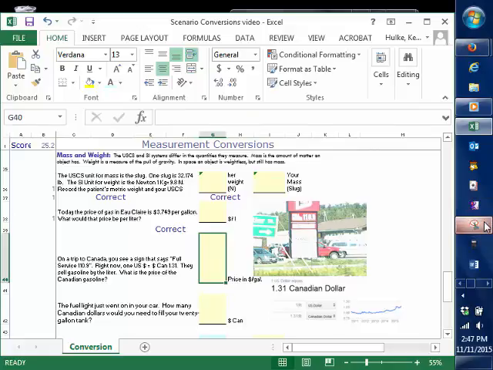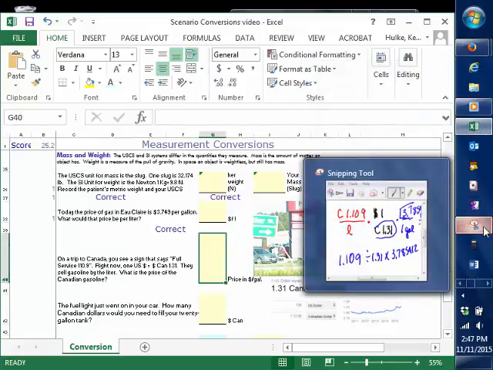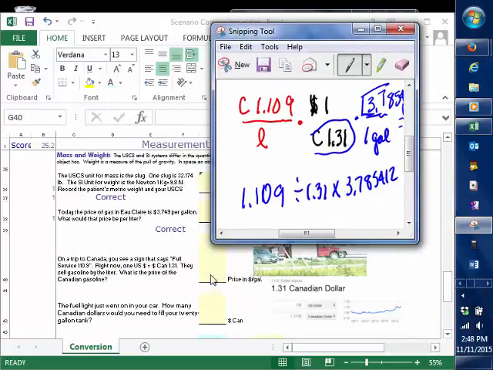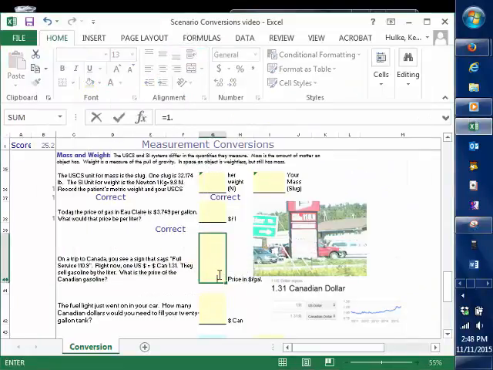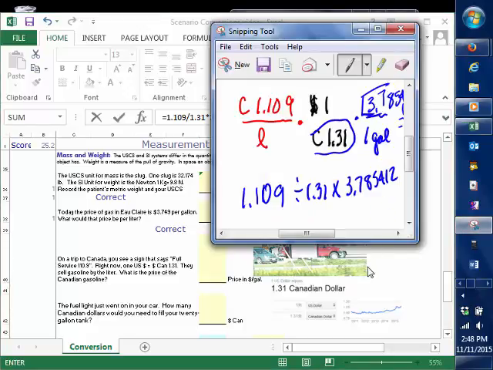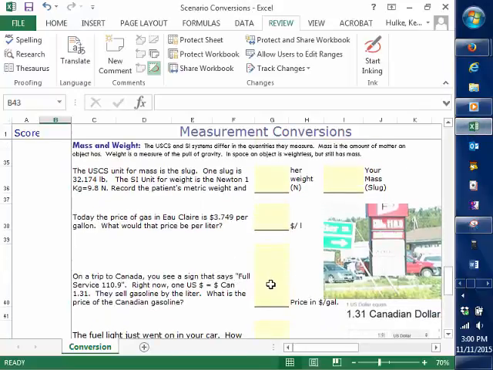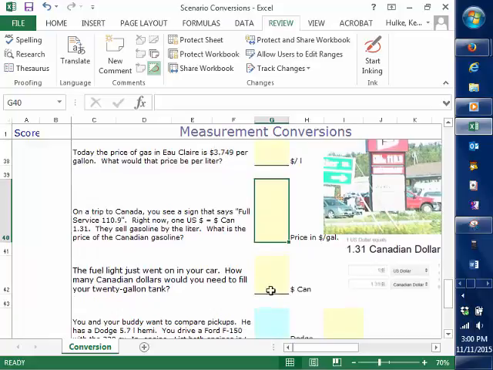Okay, so let's see here. It equals 1.109 divided by 1.31 times 3.785412. I forgot what that last number was.